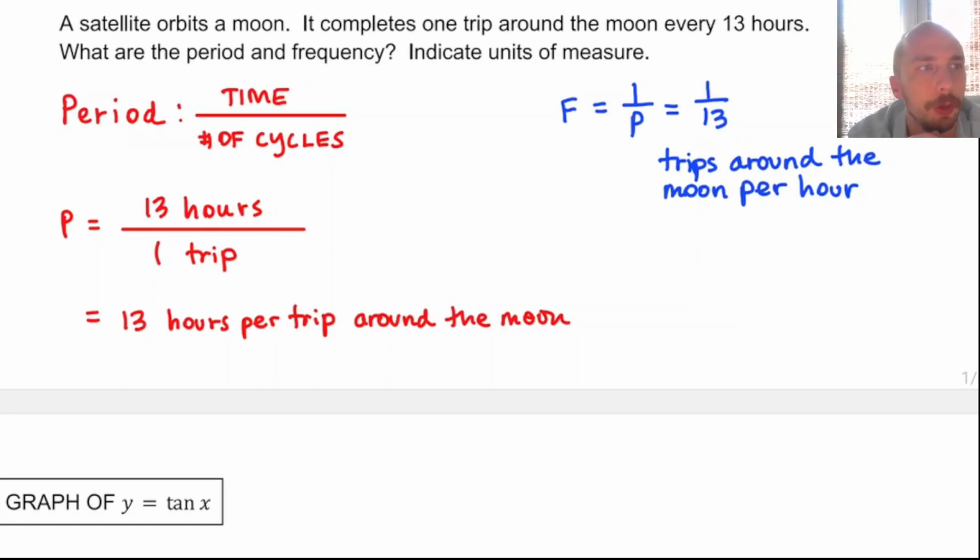All right, there you have it. So period, again, starting with time divided by number of cycles. The time was 13 hours, and the number of cycles was 1 trip around the moon. So it's 13 hours per trip around the moon. That is the period of the situation. And the frequency is 1 over the period, so it's 1 over 13. And that represents the number of trips around the moon I make each hour. So you can see that sometimes period is a more useful way of talking about it, and sometimes frequency is. I think that's the message here. But we need to know the reciprocals.